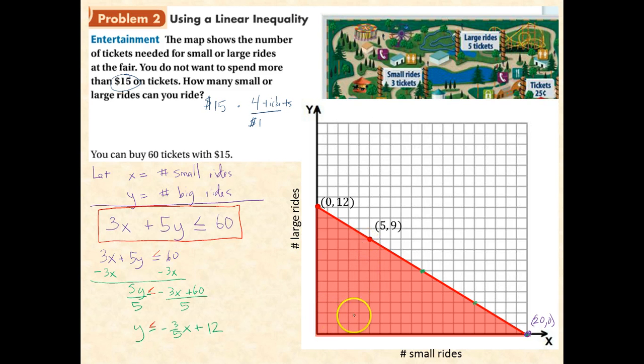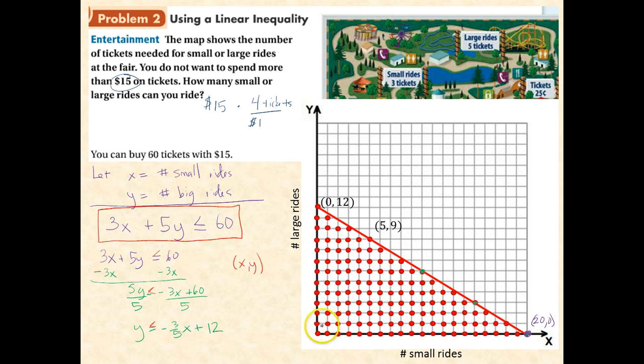So instead of shading the entire region down here, we just have to consider all the points (x, y) where x and y are both integers. So (0, 0) counts. I could go on 0 small rides and 0 large rides, and I would not spend more than 60 tickets to do that.